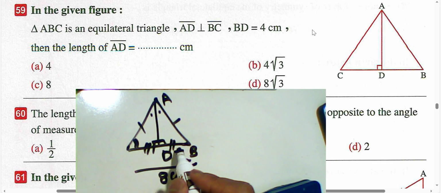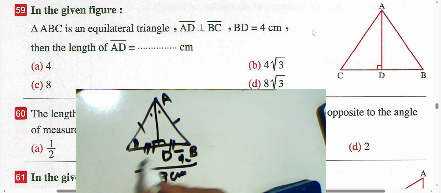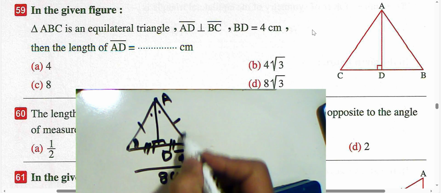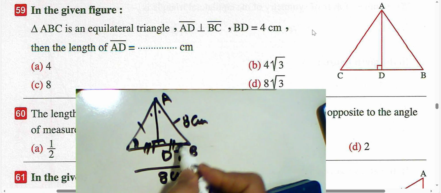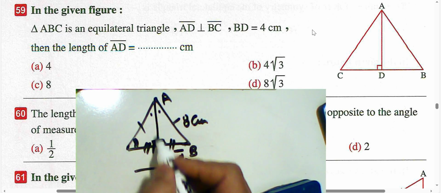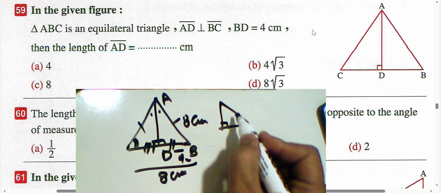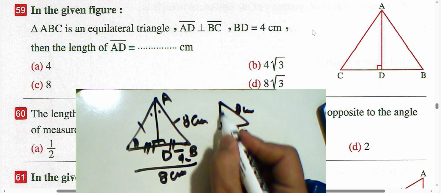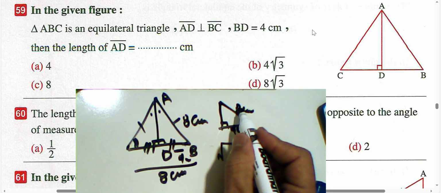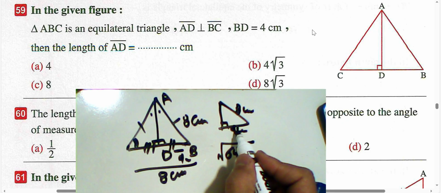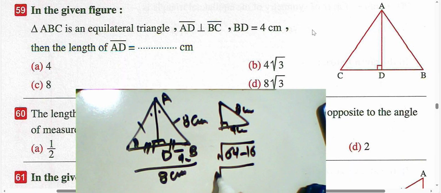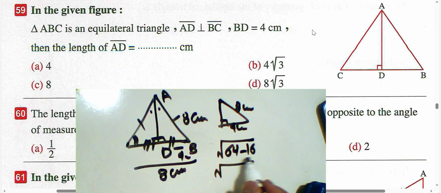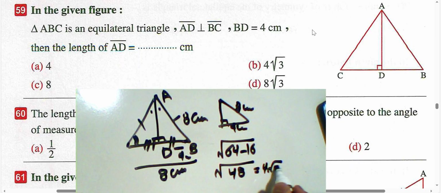Now we can find the length of AD. This side length will be 8 centimeters, and here 4. We can find this line segment from the Pythagorean theorem. We have 8 centimeters, and the base here 4 centimeters. We can write the square root of 8 squared, which is 64, minus 4 squared, which is 16, and then find the square root of the answer. 64 minus 16 equals 48, and the result will be the square root of 16 times 3, which is 4 root 3.